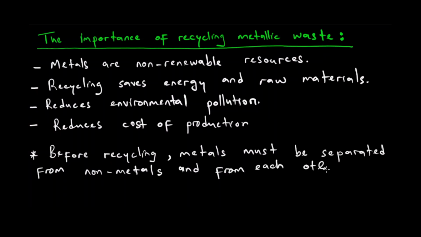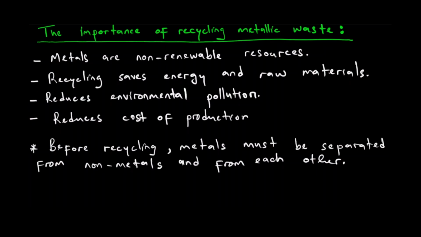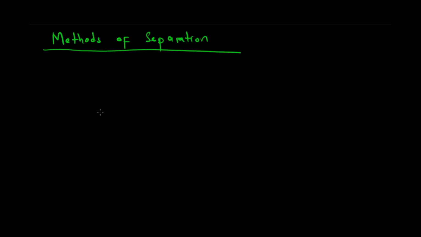We are going to discuss methods of separation. Of course, magnetism is going to be a major here, but we also have other methods of separation. So let us look at methods of separation. What do we learn? Methods of separation. What are we separating? Metallic waste. So, for methods of separation, we are going to start with number 1, magnetic separation.